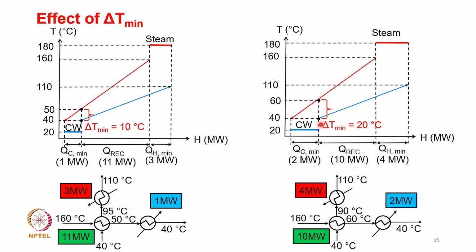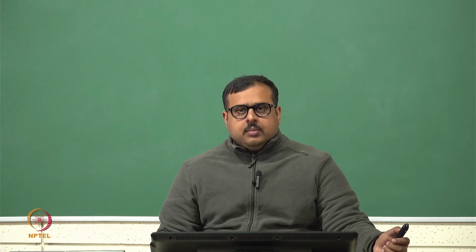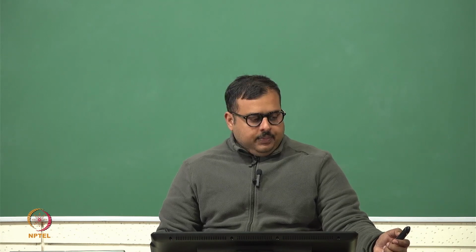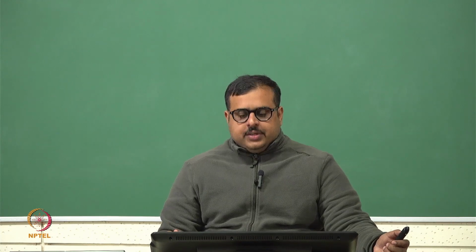So by manipulating the delta T min, you can increase the coverage and thereby minimize the external additional cooling duty or heating duty that you need to bring in to have the desired outlet temperature for the hot stream and desired outlet temperature for the cold stream. So this is the way in which you could manipulate. I think that is what we are going to study at a later time, and this would result in the maximum energy efficiency.